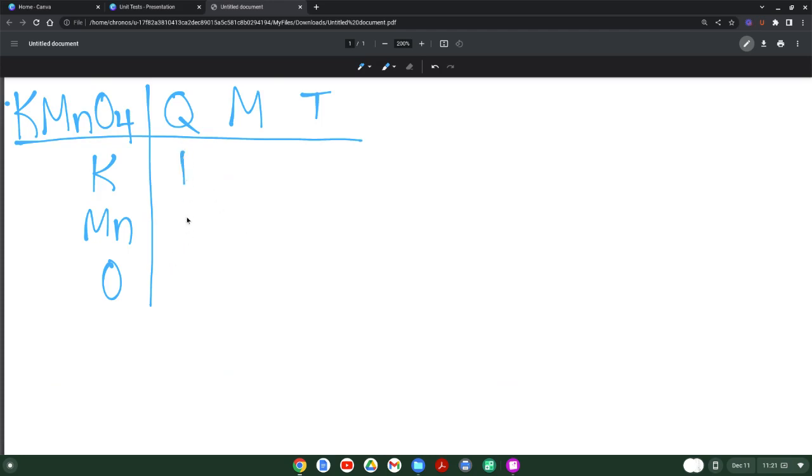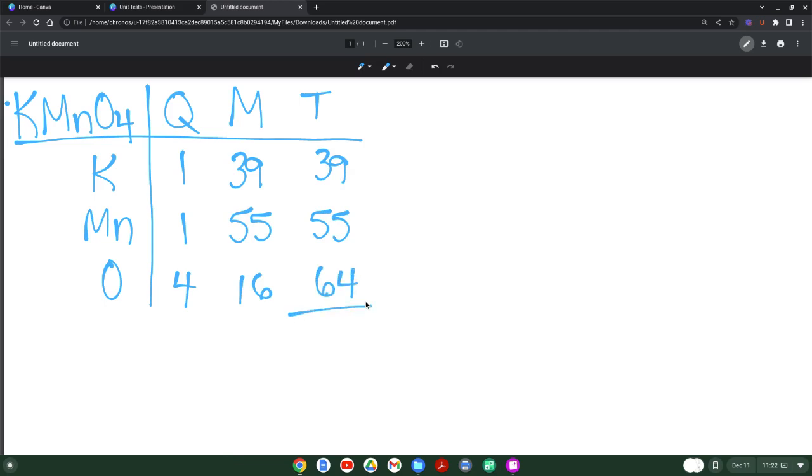Next up, we are going to do the QMT for the potassium permanganate. I have 1 potassium, 1 manganese, and 4 oxygens. Potassium's mass is 39. The manganese is 55. And oxygen, of course, is 16, and that is 64. We're going to add them all going down, coming out to 158 grams per mole.